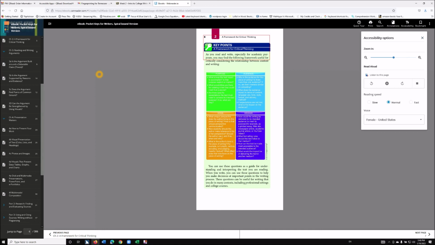TSA framework for critical thinking as you read and write, especially for academic purposes. You may find the following framework useful for critically considering the relationship between context and writing. You can use these sections.